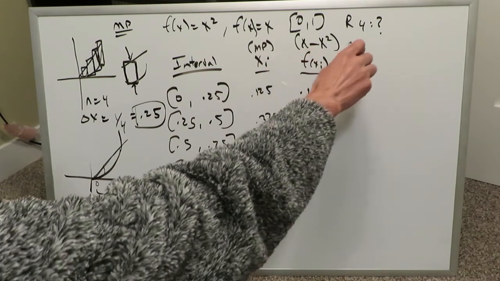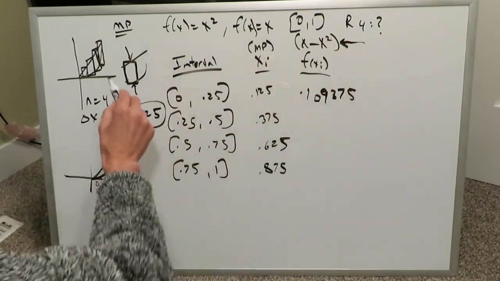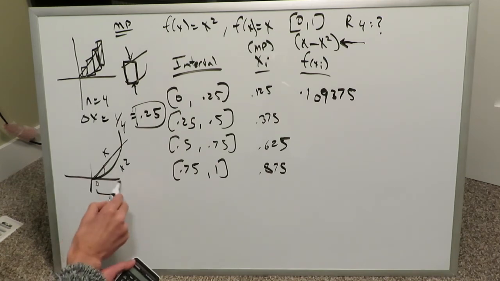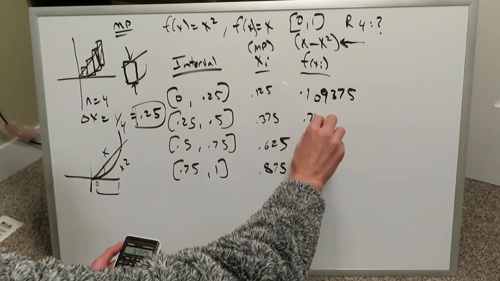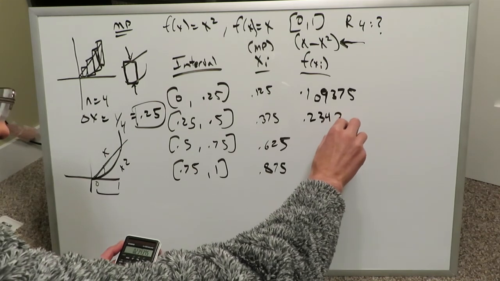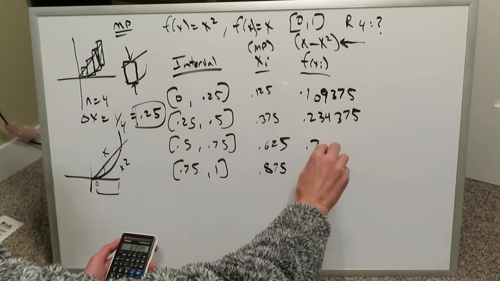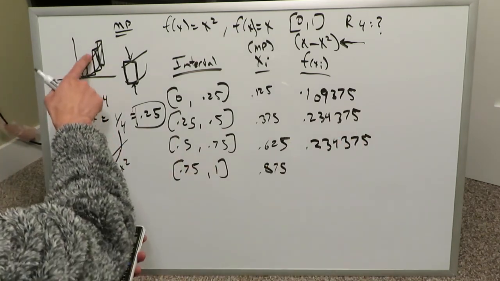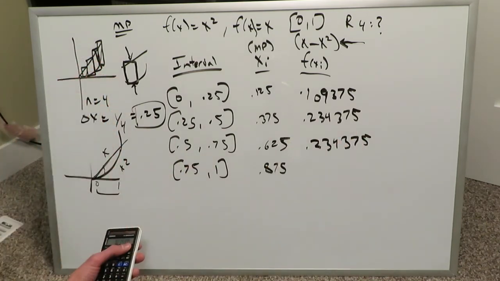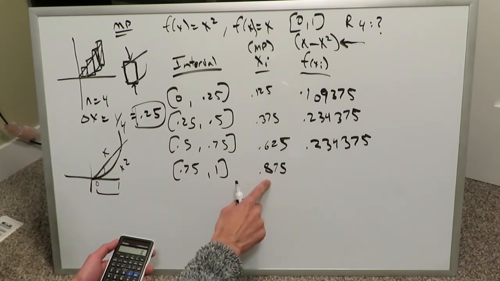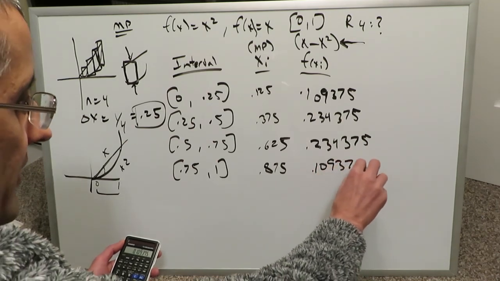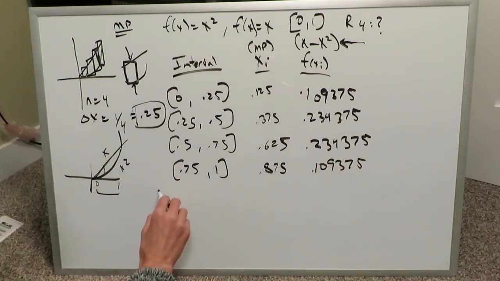0.375 will go through this formula right over here, x minus x squared, because we have x on the top and x squared on the bottom from this interval 0 to 1. Here I get 0.234375. I have 0.234375 again, because the rectangles here have the same height. For 0.875, I have a feeling it'll be the same as the first, 0.109375.